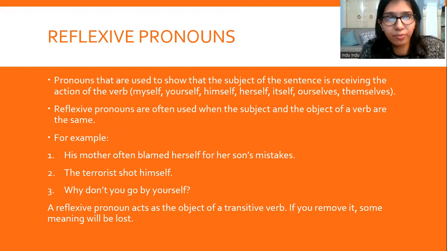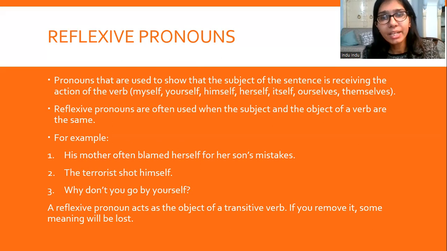Okay, now we have reflexive pronouns, that is pronouns that are used to show that the subject of the sentence is receiving the action of the verb. Myself, yourself, himself, herself, itself, ourselves, themselves, these are all reflexive pronouns because they show that the subject of the sentence is receiving the action of the verb. For example, the terrorist shot himself. So shot is the verb and the terrorist shot himself. That is, the terrorist is at the receiving end. That is, he shot himself.